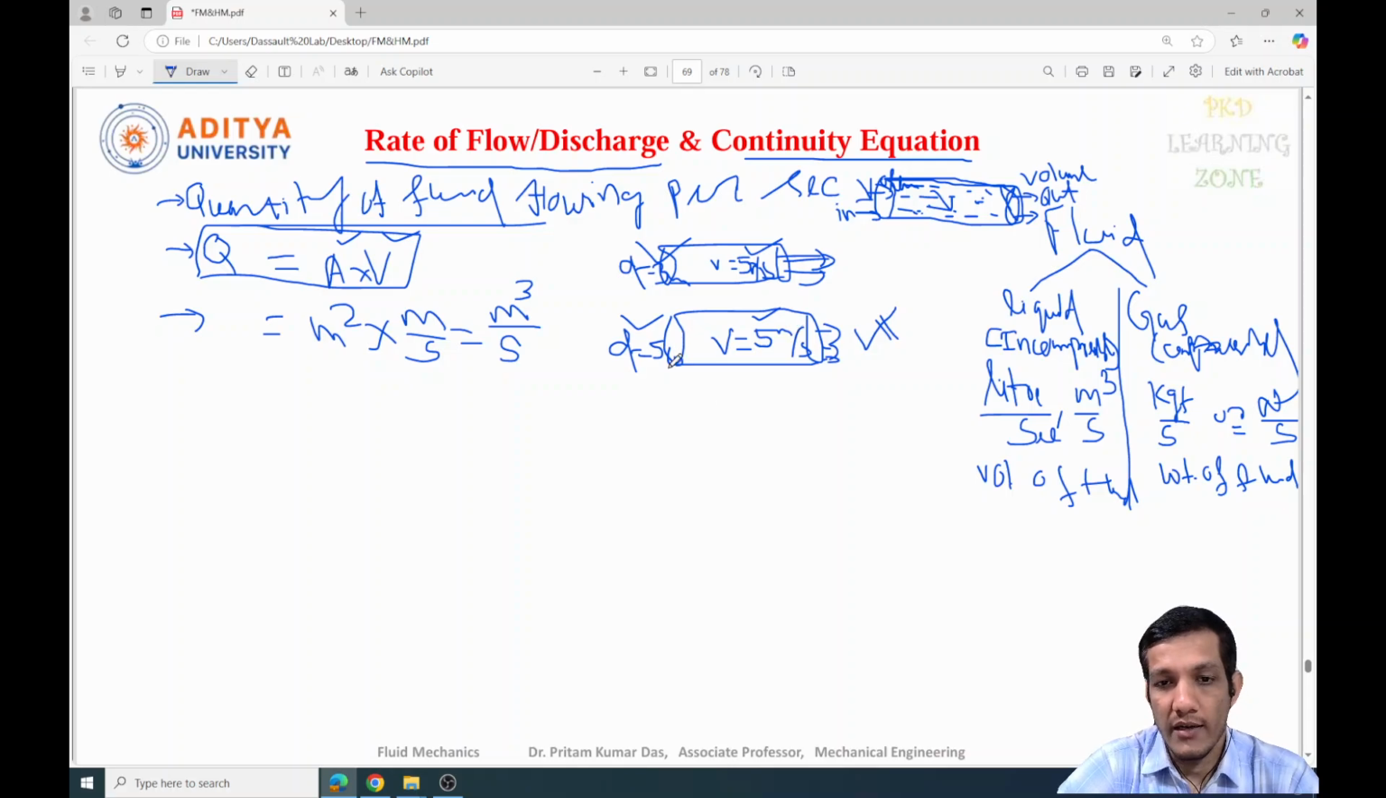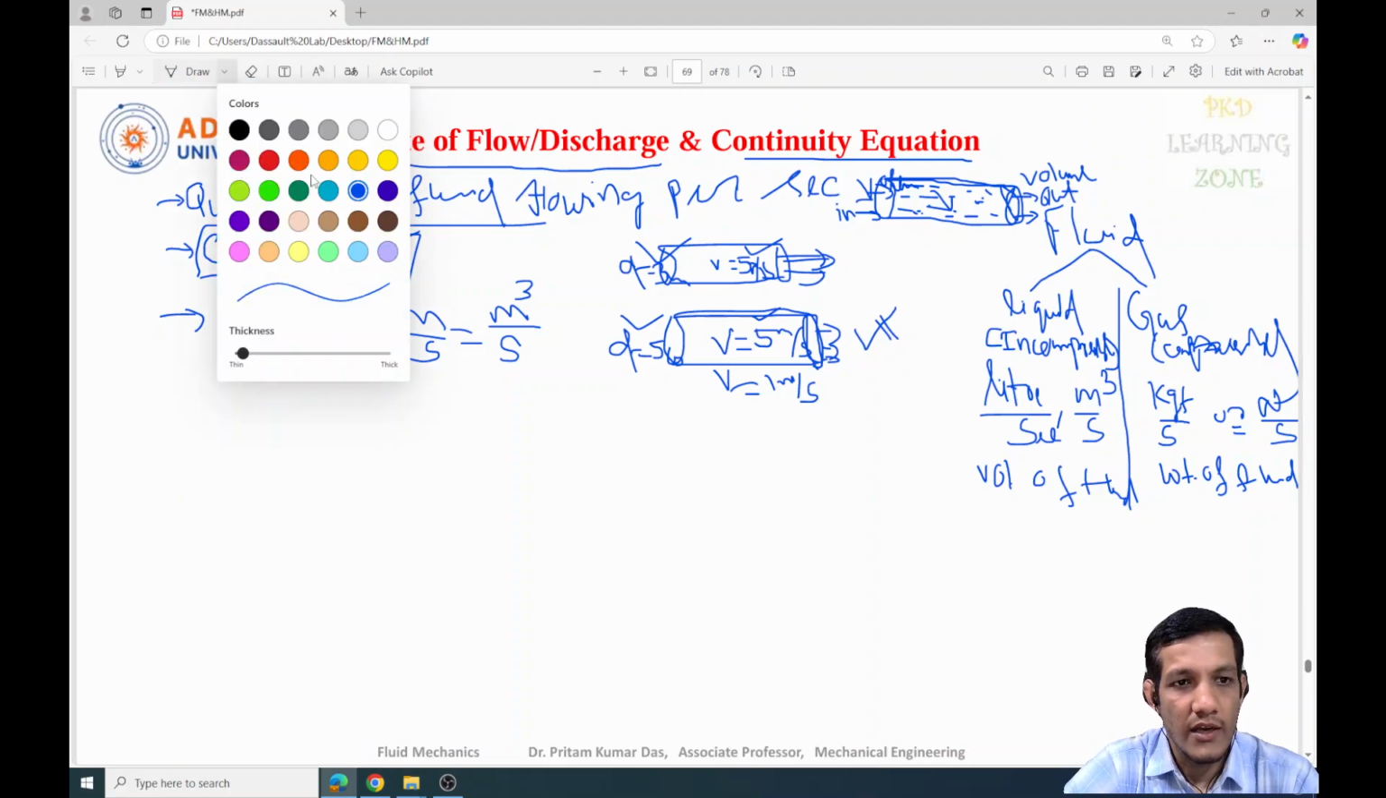But suppose your diameters are different, and the velocity here is more and here the velocity is less, suppose 1 meter per second or something like that. That means the flow is very low when it is coming out. So there your rate of flow will also be different. This is the rate of flow or discharge for any kind of pipe flow. Next we'll discuss the continuity equation.